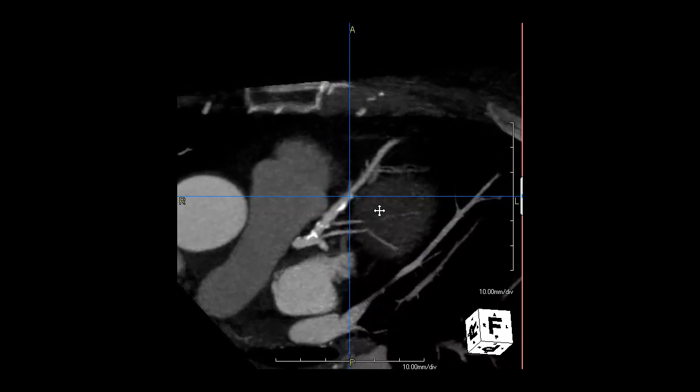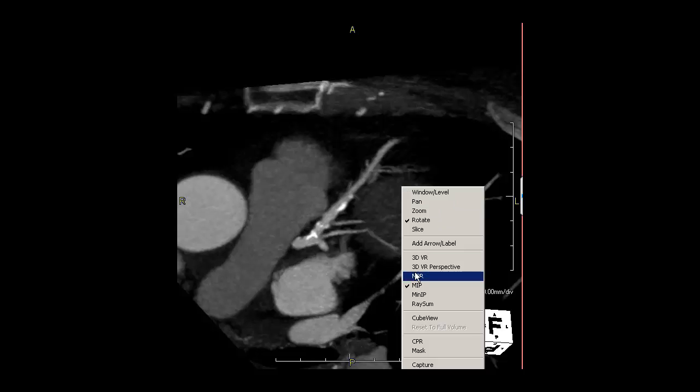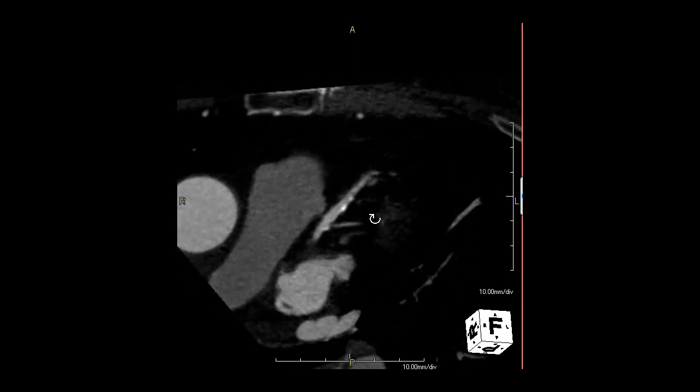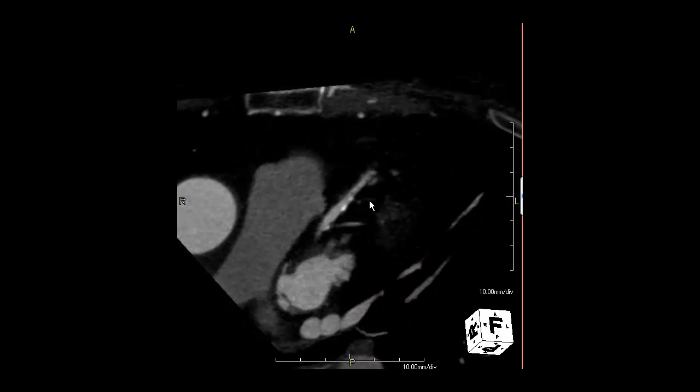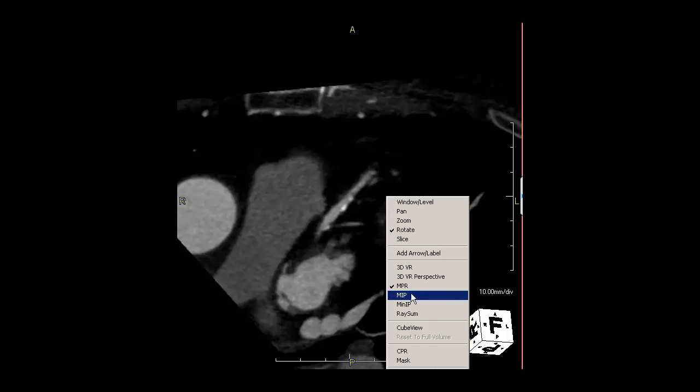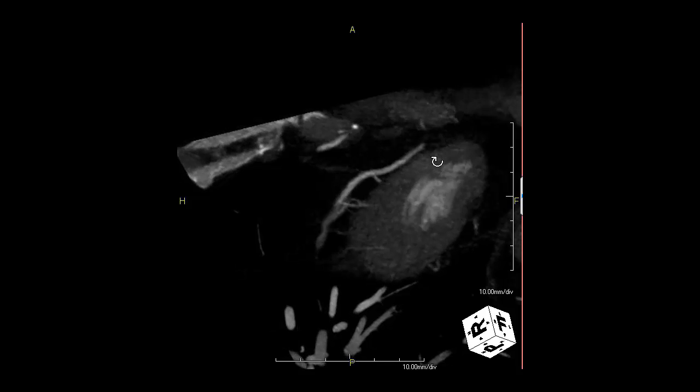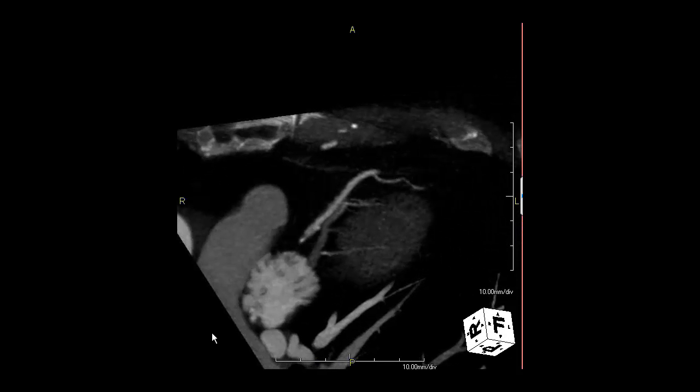If we look at this a little bit more carefully, switching to an MPR view, there's really nothing here that suggests that this is clearly obstructive disease. It's at least moderate in severity, with the remainder portion of the left anterior descending appearing as normal.